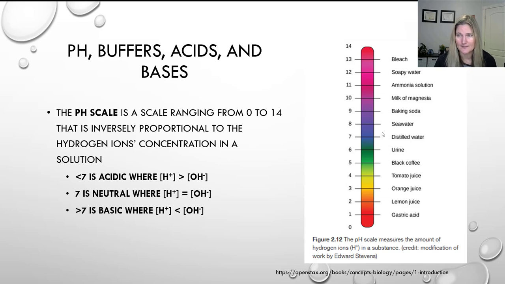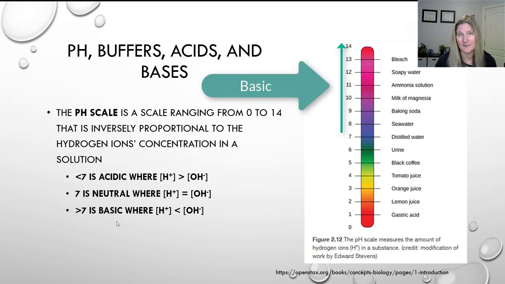Now on the opposite end of the scale, the higher the number is where we end up with the more basic solutions. And that will be the opposite of an acid. So anything greater than 7 has less hydrogen ion concentration to hydroxyl ion concentration. So there's more hydroxyl ions in ammonia than there are hydrogen ions. Okay, there's more hydroxyl ions in soapy water than hydrogen ions. So these are considered basic solutions.